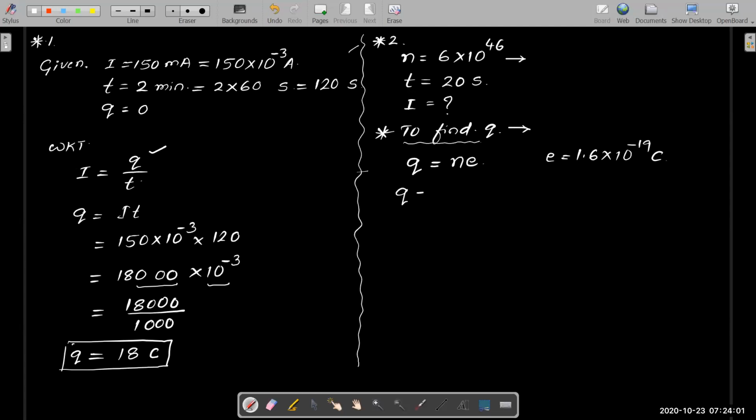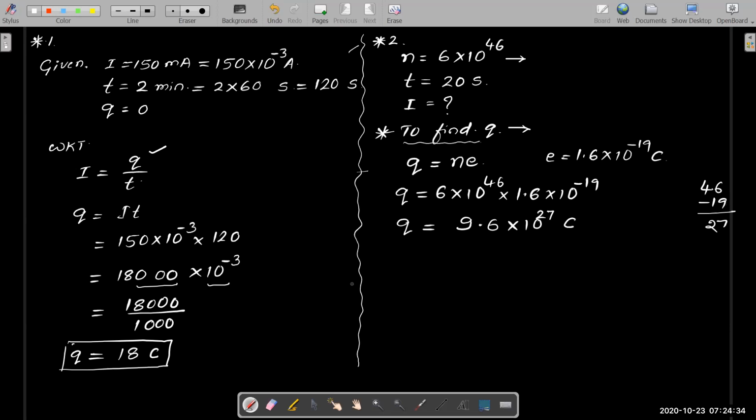Therefore, here Q is equal to 6 into 10 raised to 46 into 1.6 into 10 raised to minus 19 coulomb. Now multiply 1.6 with 6. 6 6s are 36, 6 ones are 6, so 9.6 into 10 raised to 46 minus 19. You have to subtract, it is 27. So 9.6 into 10 raised to 27 coulomb is the charge.